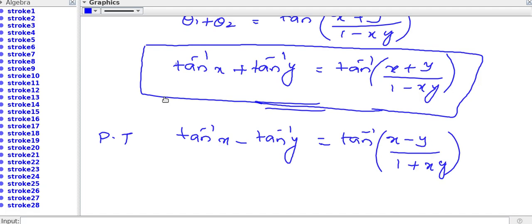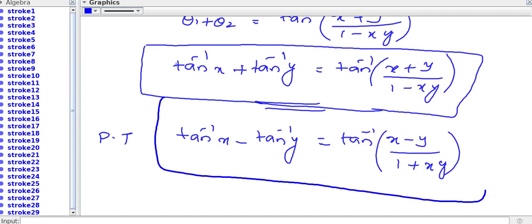It's a very similar one, and you can also memorize this formula. Tan inverse x plus tan inverse y is tan inverse of x plus y by 1 minus xy. Tan inverse x minus tan inverse y is equal to tan inverse of x minus y by 1 plus xy. So this you can do by yourself. Okay, now let us have another one.